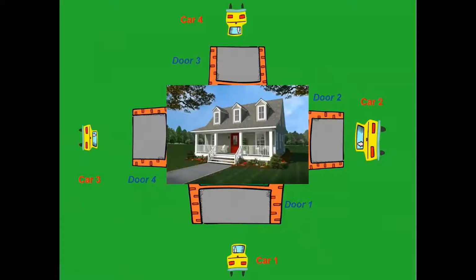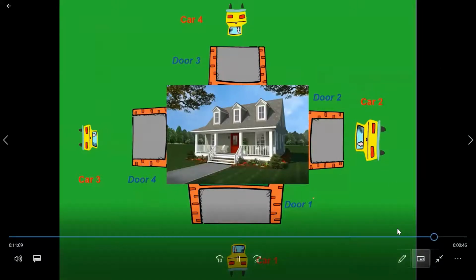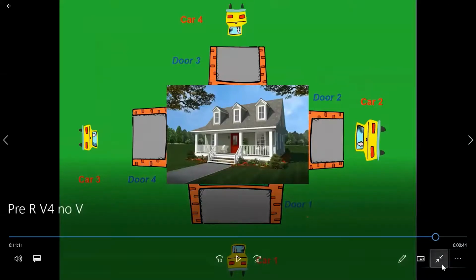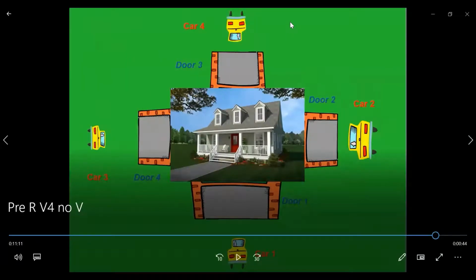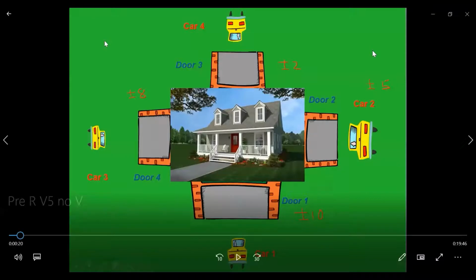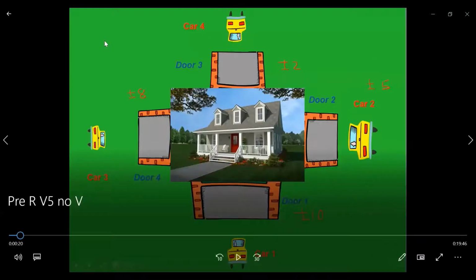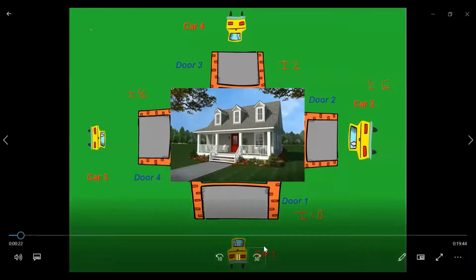Okay, let me adjust the slide. Just bear with me, I'll adjust the slide for a short while. Okay, we're going to use this slide to continue our discussions.